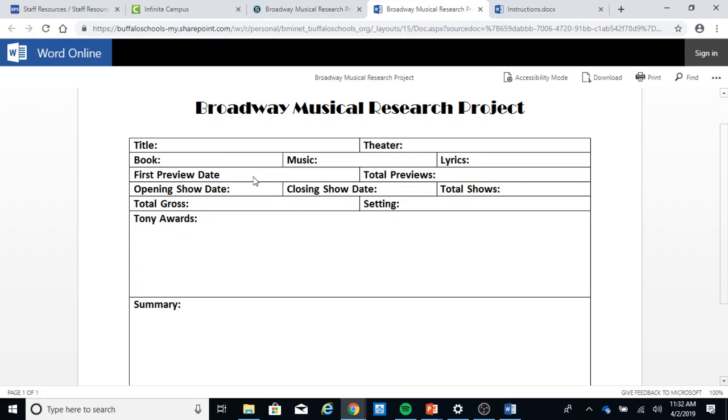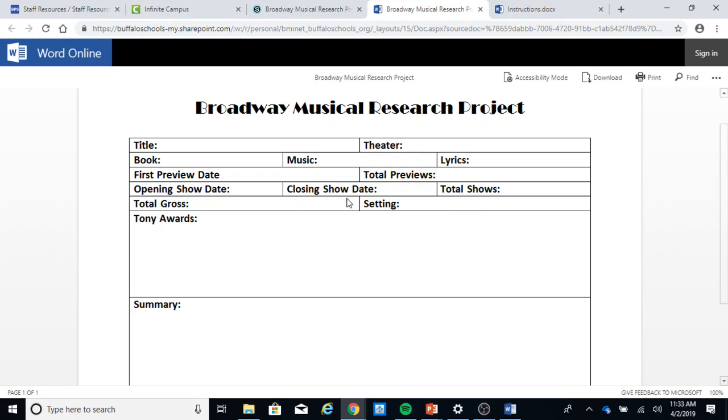Previews. Previews are when they sort of do demos of the show. They preview it to a select audience, but it has not gone public yet. So you're going to put the date of the first preview, and then how many total previews there were. You're then going to put the opening show date. This is when it opens to the public.